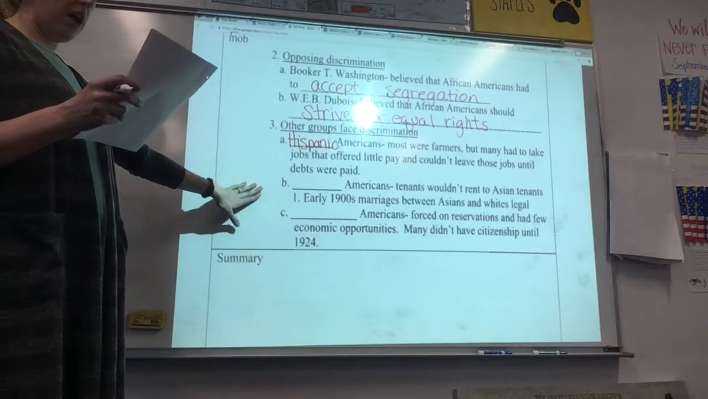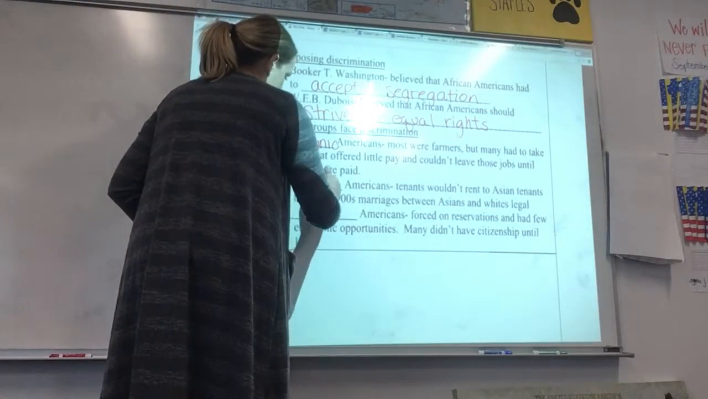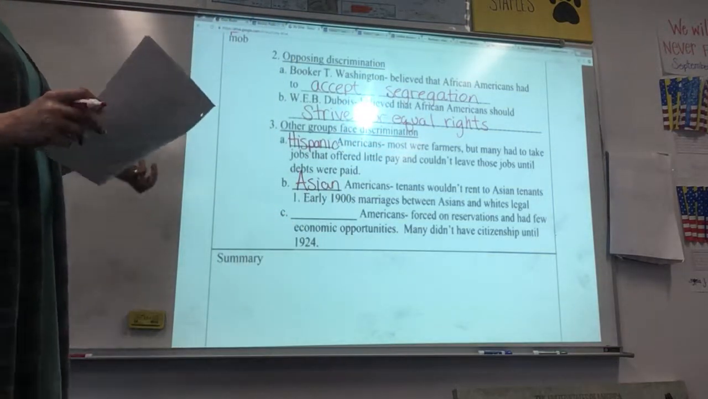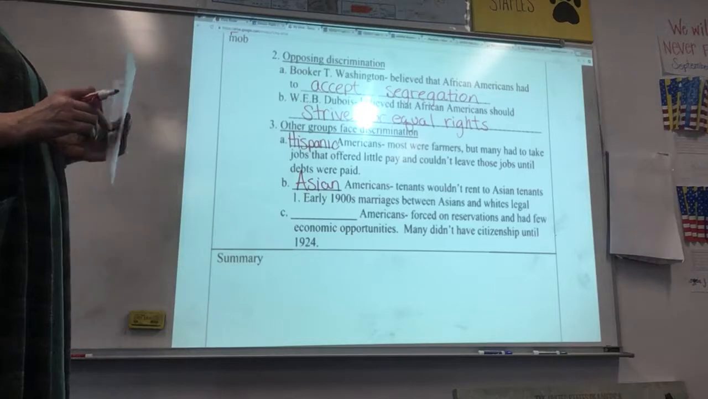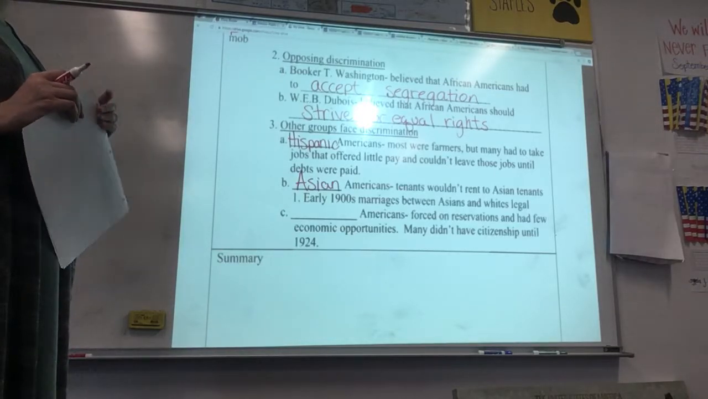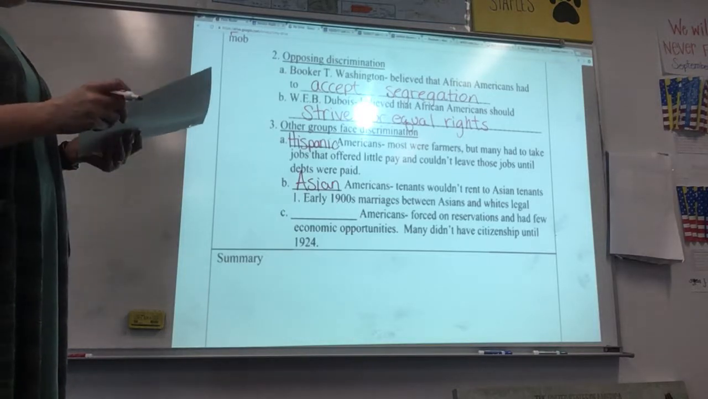The next one were Asian Americans. Landlords wouldn't rent to Asian tenants. And in the early 1900s, it was illegal for a white person to marry somebody of Asian descent. Okay? Insane to think about that.